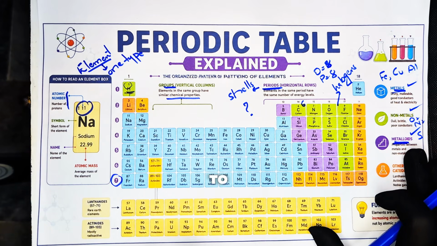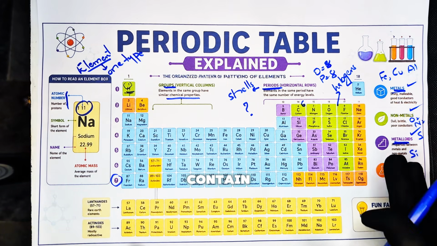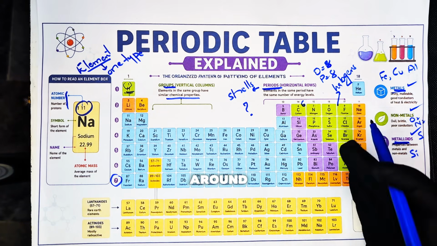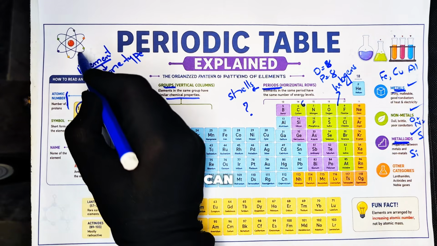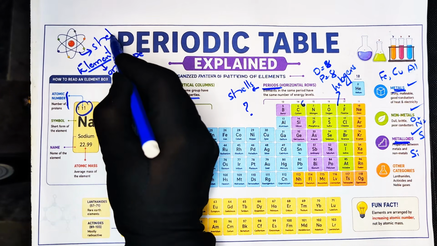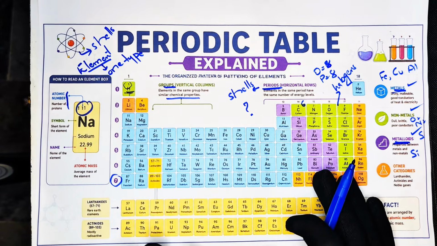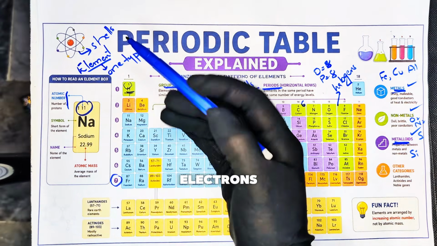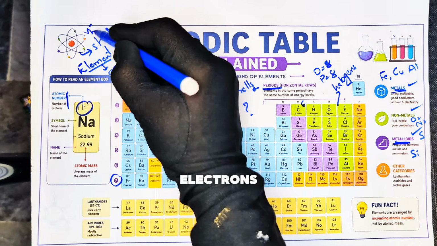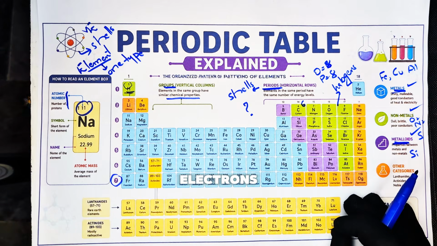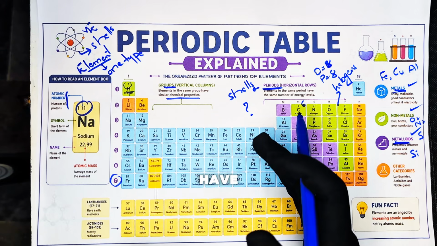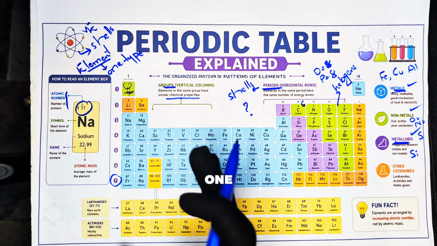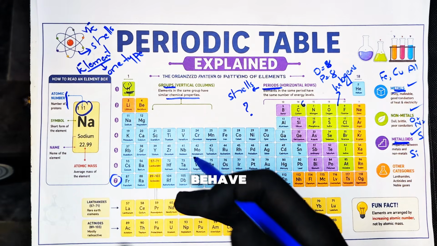Now let's connect this to something we learned in atomic structure. Atoms contain electrons, and electrons are arranged around the nucleus in energy levels, or we can say shells. Electrons in the outermost occupied shell are called valence electrons. These electrons are extremely important because they play a major role in chemical bonding and reactions. That's one reason elements in the same group often behave similarly.